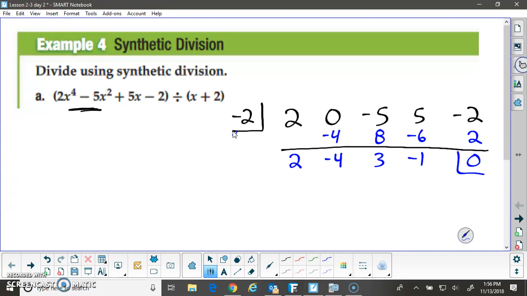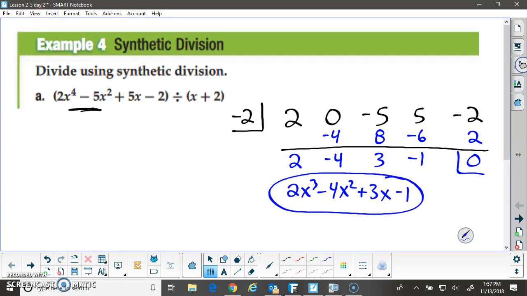So when you get a 0 at the end, or whatever number you get at the end, that represents your remainder. If we get a 0 at the end, that means it divides evenly. And so our answer when we divide these is going to be 2x to the third minus 4x squared plus 3x minus 1. That's going to be the quotient. We get that from the resulting coefficients at the bottom of the synthetic division.